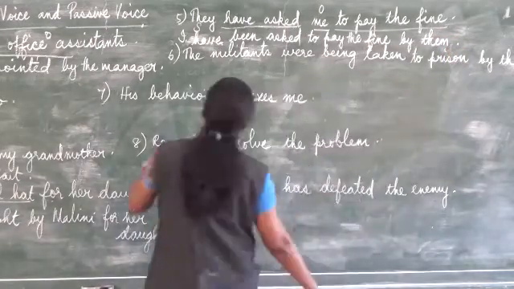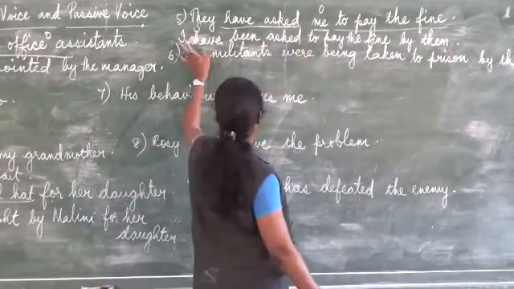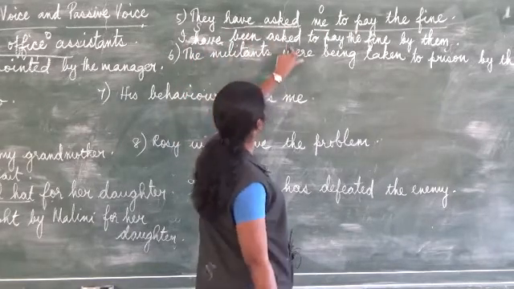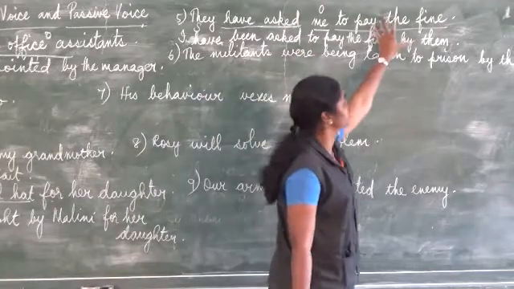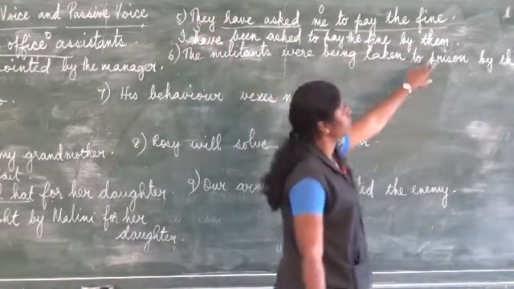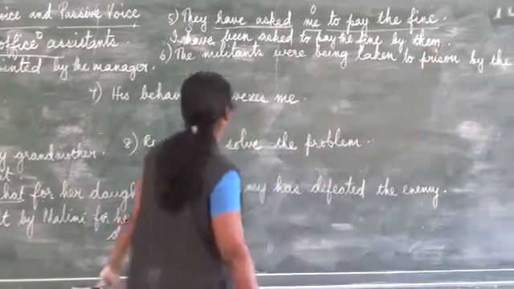Okay. So "me" became "I." For "I," it is again "have." "Have asked" will become "have been asked to pay the fine." This you are writing it as it is. Then after "by," the subject "they" becomes "them." Okay. Next one.